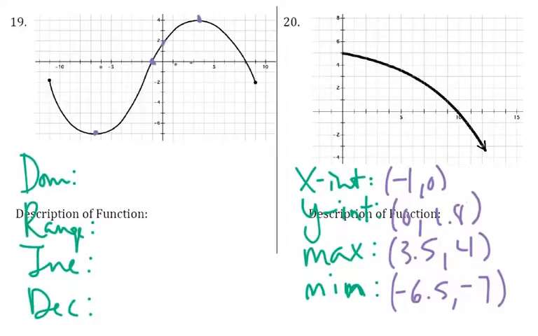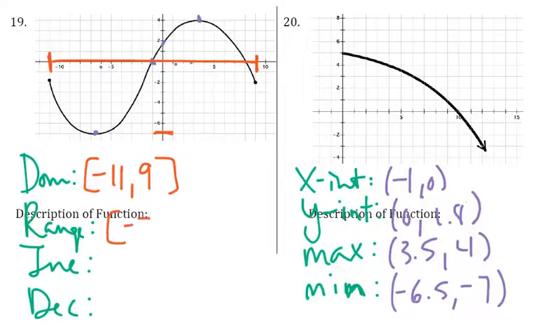Alright, now our domain. How far left? We start at -11 and we go until +9. Our range, our lowest is -7 and it goes up until +4.